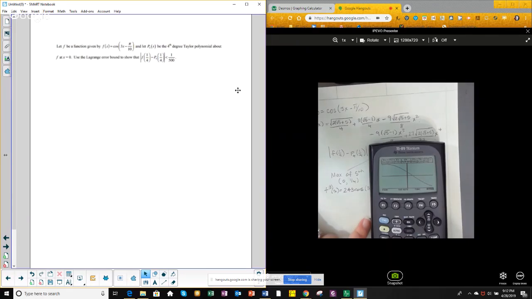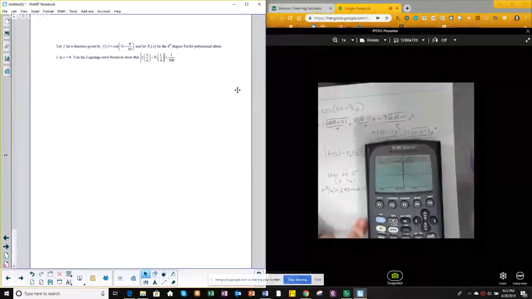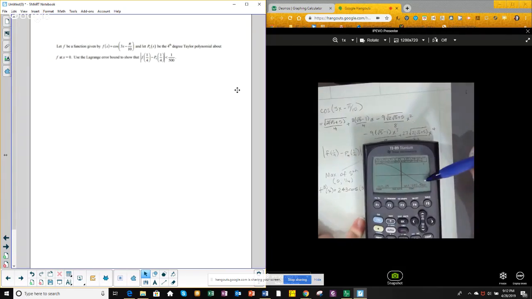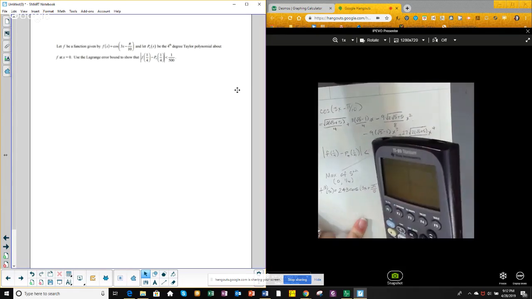Okay. Now, I need the magnitude of the error between 0 and 1/4. So I'm going to go F5, find the value of my function when x is 1/4, which is 0.25. And what is the error here? I'm sorry, what is the value? It's 102 point, is that 588?